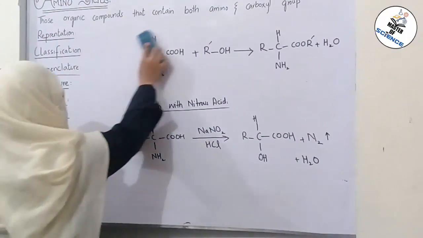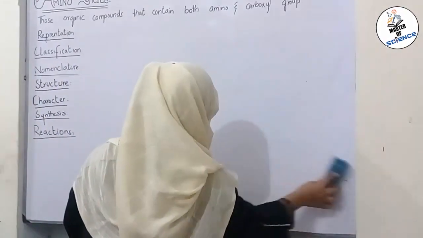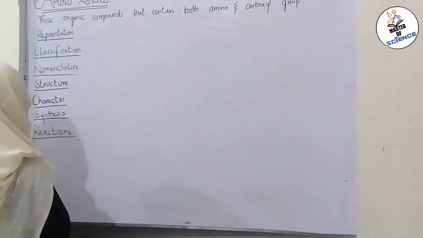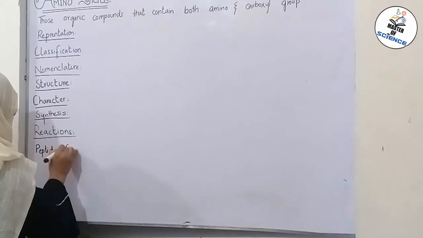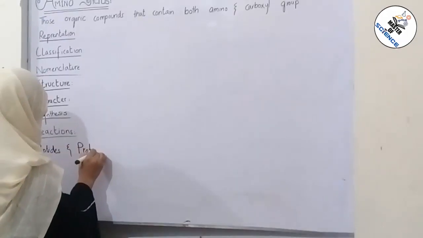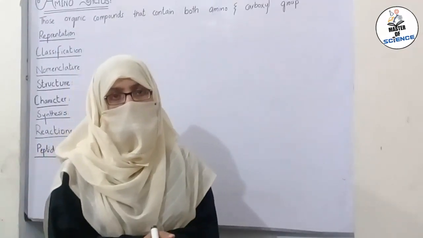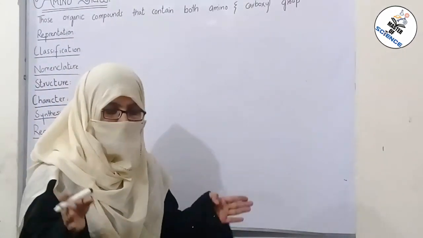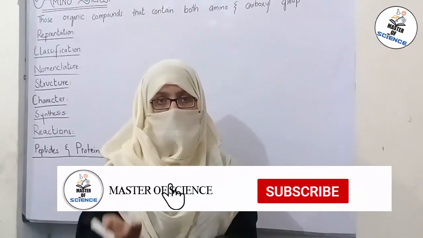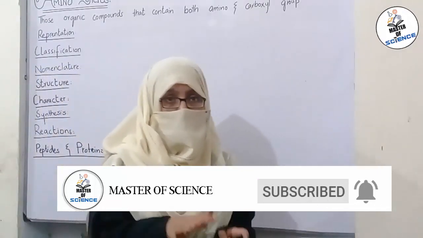Next we will move towards proteins and peptides, or we can say peptides and proteins. What is a peptide? When two amino acids come together, then dehydration occurs between the amino group of one amino acid and the carboxyl group of another amino acid. So due to dehydration, a peptide linkage is formed. When a lot of amino acids combine together, in hundreds or thousands, then they result in a polypeptide, or they are called proteins.